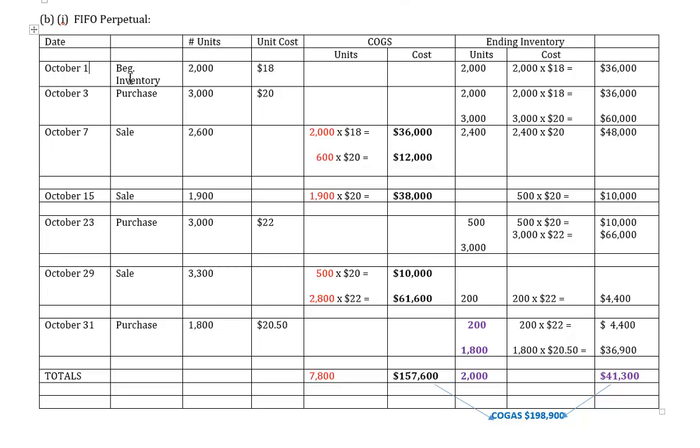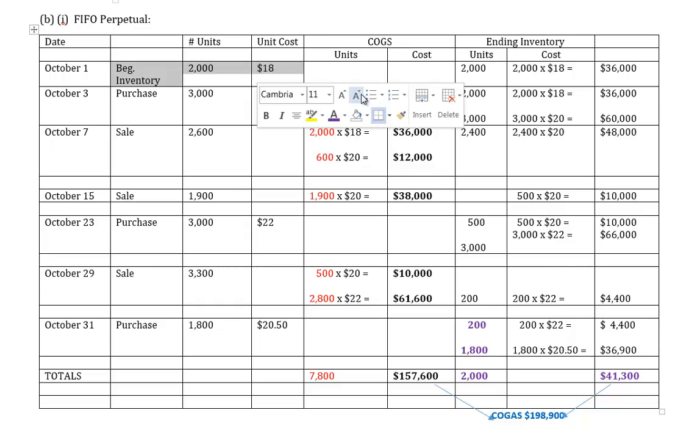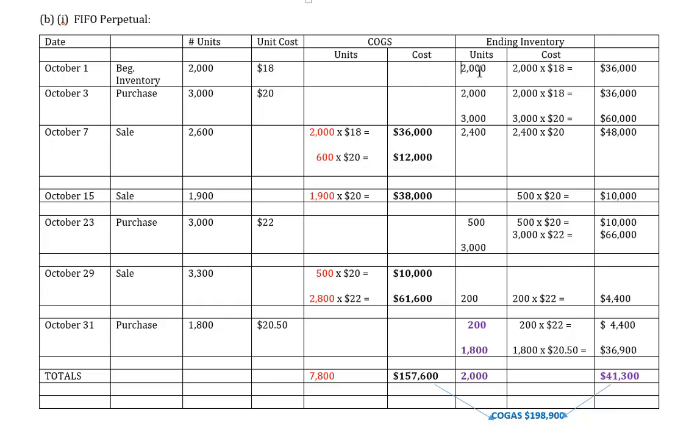So I'm starting off with what they gave me in the question. They told me I had beginning inventory of $18 a unit. So now in my ending inventory, that's what I have. So my ending inventory so far, based on what I had at the end of October the 1st, I got $36,000 of inventory.